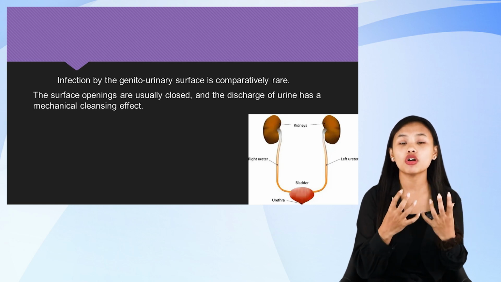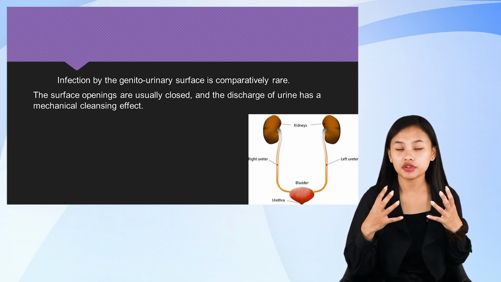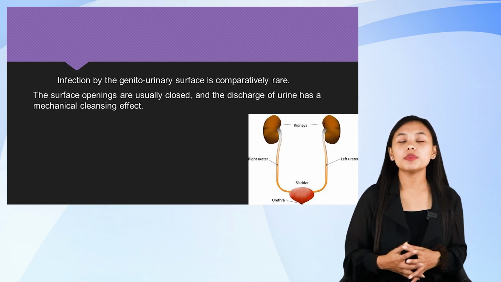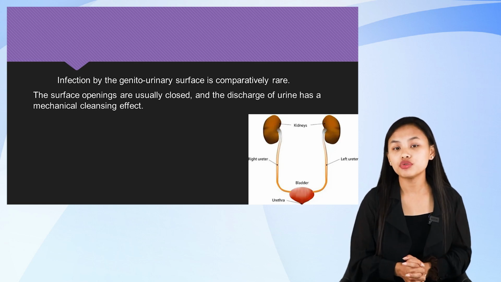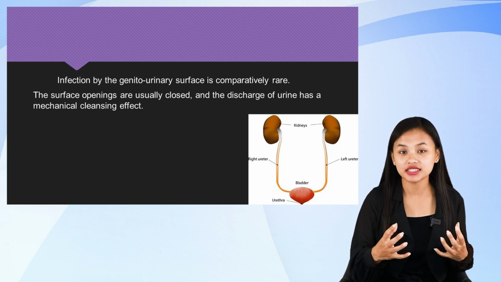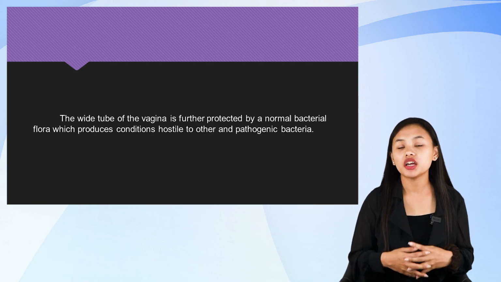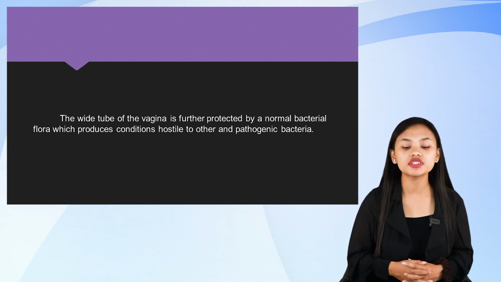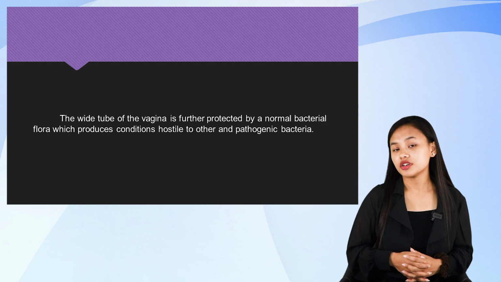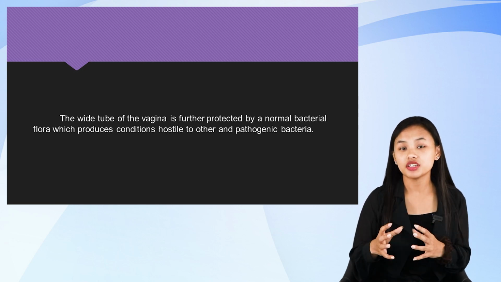So since we have discussed how infection can occur on both the external as well as the internal surface of the body, we've also discussed how infections occurring in the genitourinary system are very rare, that is, very uncommon. Why? Because here the surface openings are usually closed and the discharge of urine also acts as a mechanical cleansing. Here the vagina is also further protected by a normal bacterial flora which produces conditions hostile to other as well as to pathogenic bacteria.